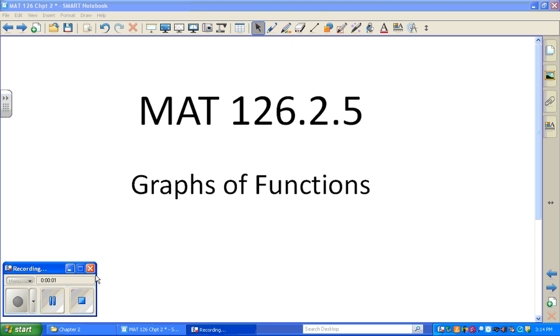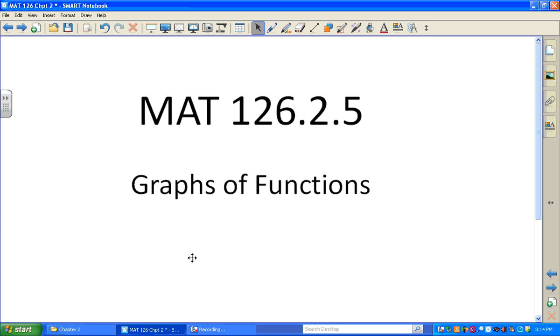All right, let's see, this is 2.5, graphs of functions. We'll go ahead and get started. It's the first day on this topic, so hopefully we'll get through at least half of them. Graphs of functions. Before I begin, we talked about what a function is.